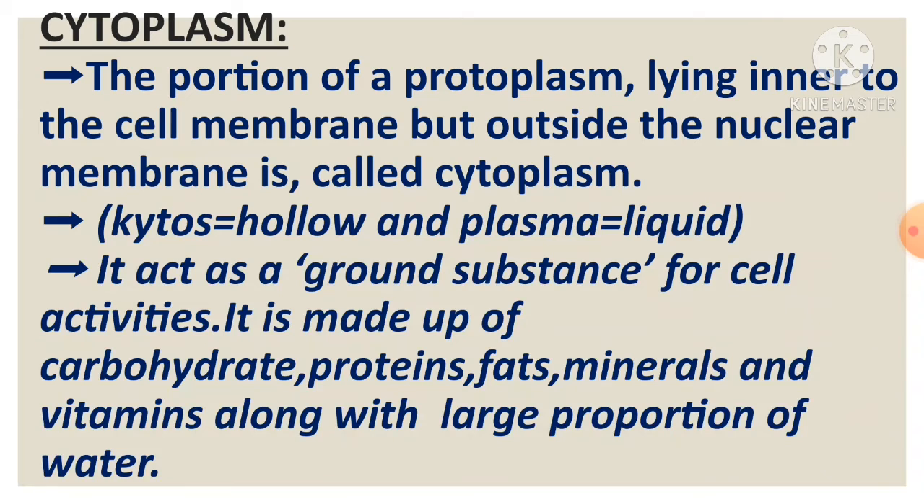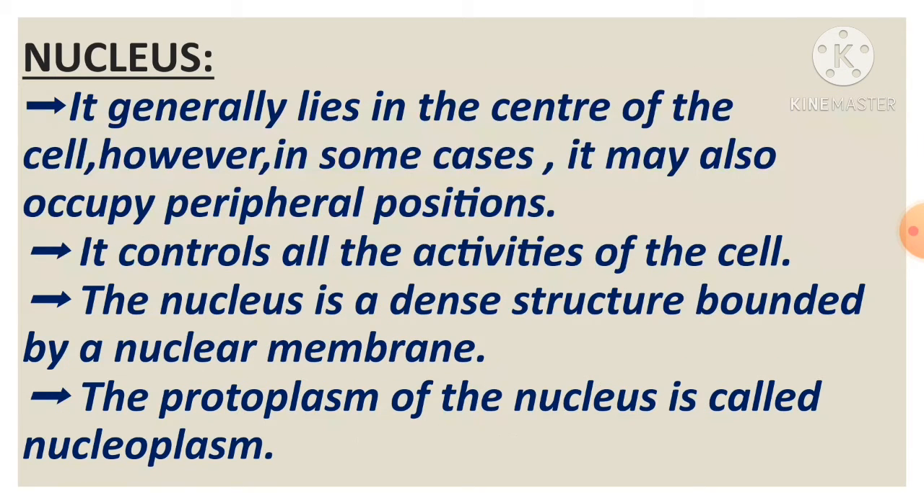Cytoplasm. The portion of the protoplasm lying inner to the cell membrane but outside the nuclear membrane is called cytoplasm. Cytos means hollow and plasma means liquid. It acts as a ground substance for cell activities. It is made up of carbohydrates, proteins, fats, minerals, and vitamins along with a large proportion of water.